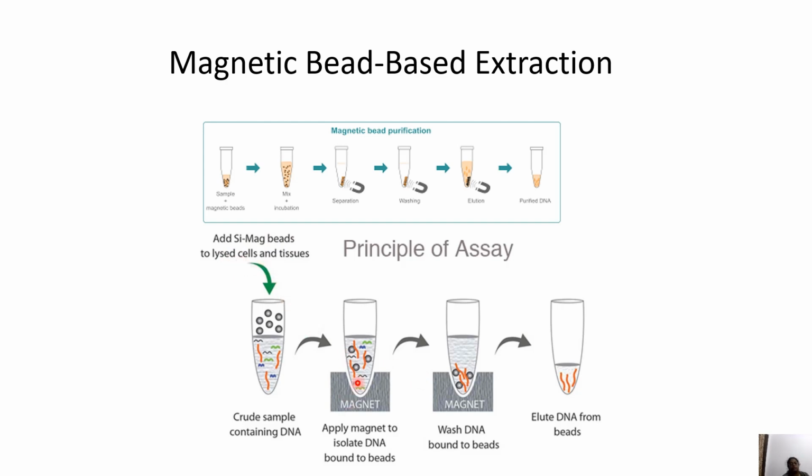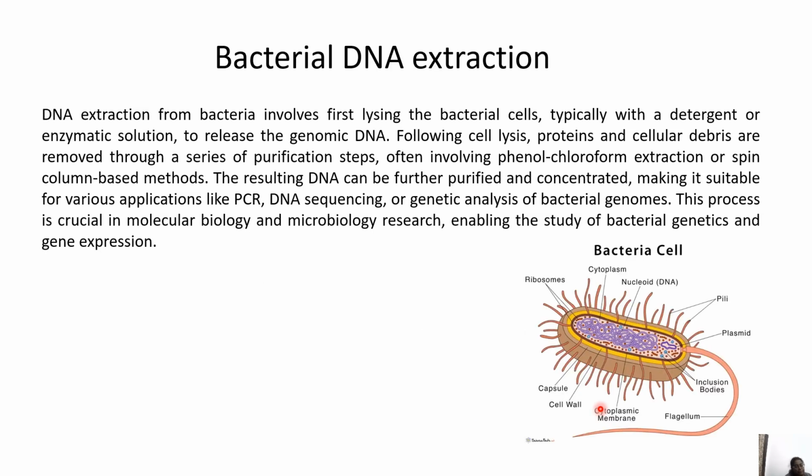Then use a magnetic rack. You apply the magnet to isolate the DNA bound to beads. Then you wash the DNA bound to beads, and you elute the DNA from the beads.